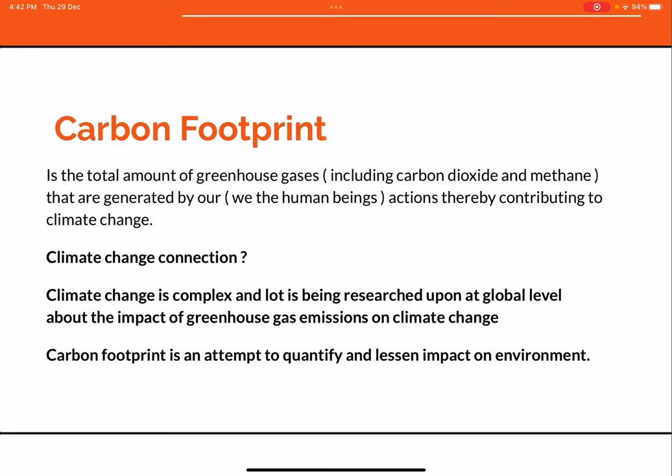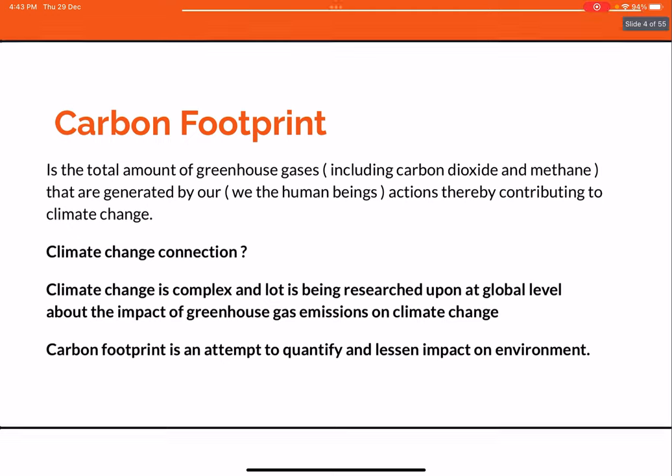It has a climate change connection, but this connection is complex and a lot is being researched at a global level about the impact of greenhouse gas emissions on climate change. As I said, the carbon footprint idea is an attempt to quantify these emissions and make sure that they are reduced and the impact on the environment is thereby mitigated.